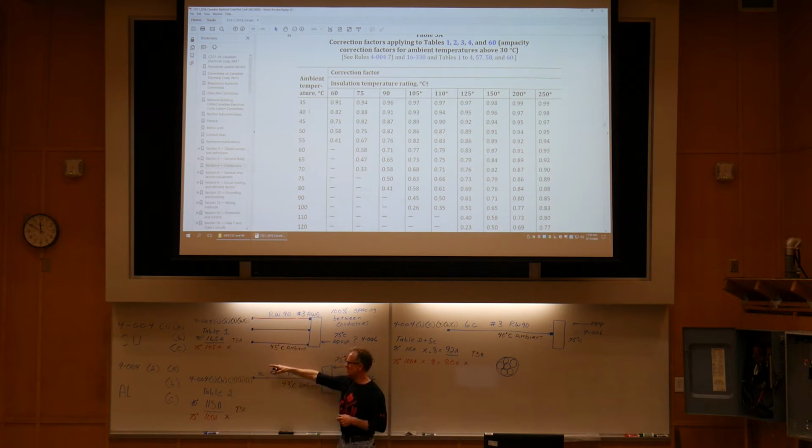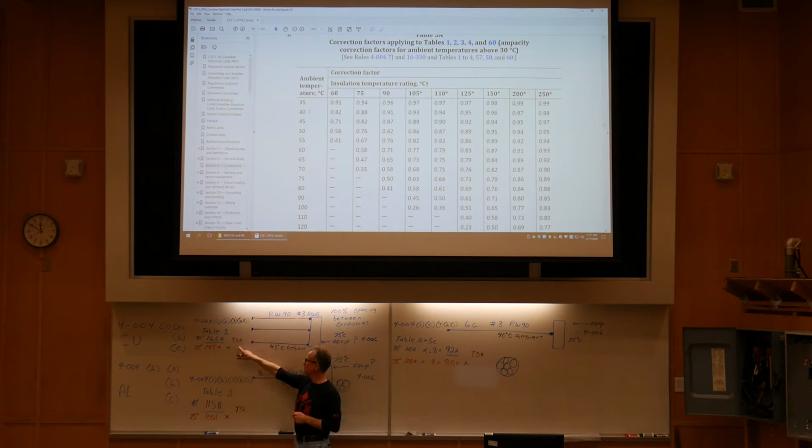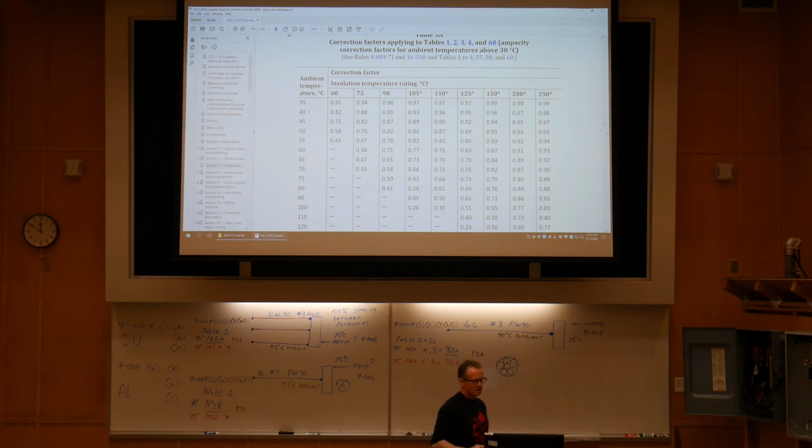We're restricted to the 75 degree column because of the termination temperature. We want to keep that termination cool. So here, we really have a 15 degree factor built into this conductor. So when we derate it, when we go to table 5A, you go to the 90 degree column. All right? So let's take a look.